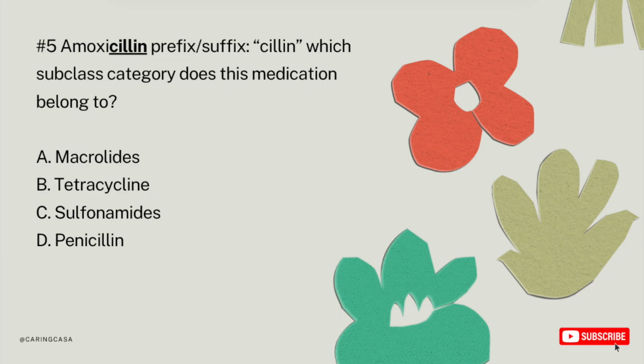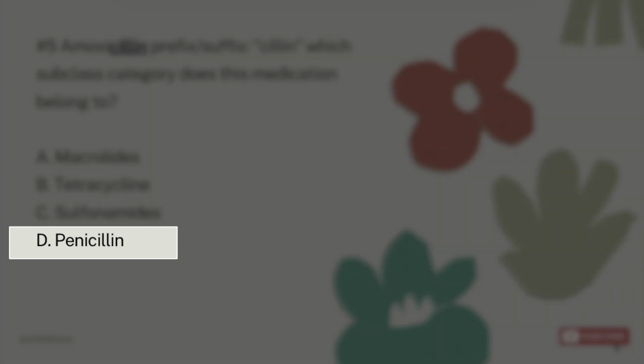Okay, moving on to the next medication, amoxicillin. Prefix or suffix is cillin. Which subclass category does this medication belong to? Is it A, macrolides, B, tetracycline, C, sulfonamide, or D, penicillin? The answer is D, penicillin.